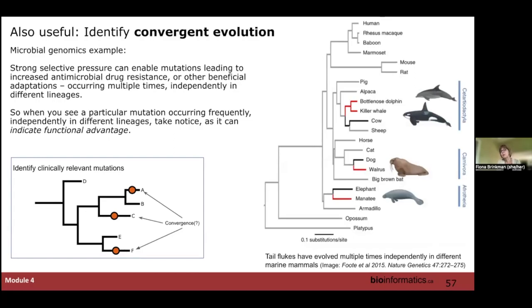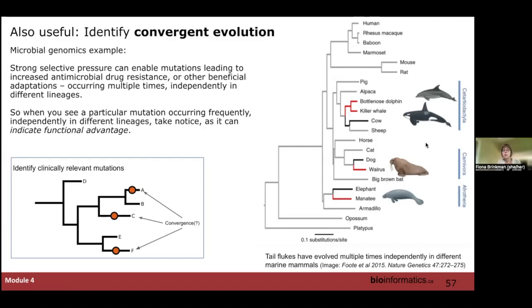Okay. Also really useful is identifying convergent evolution. I would say that's maybe even more useful because strong selective pressure can enable mutations leading to, for example, increased antimicrobial drug resistance, or other beneficial adaptations. In pathogens, you can get immune evasive mutations, for example. And these kinds of mutations, because they're so beneficial, can occur multiple times independently in evolution, in different lineages. So in short, when you see a particular mutation occurring frequently and independently in different lineages, take notice, because that probably indicates some sort of functional advantage.